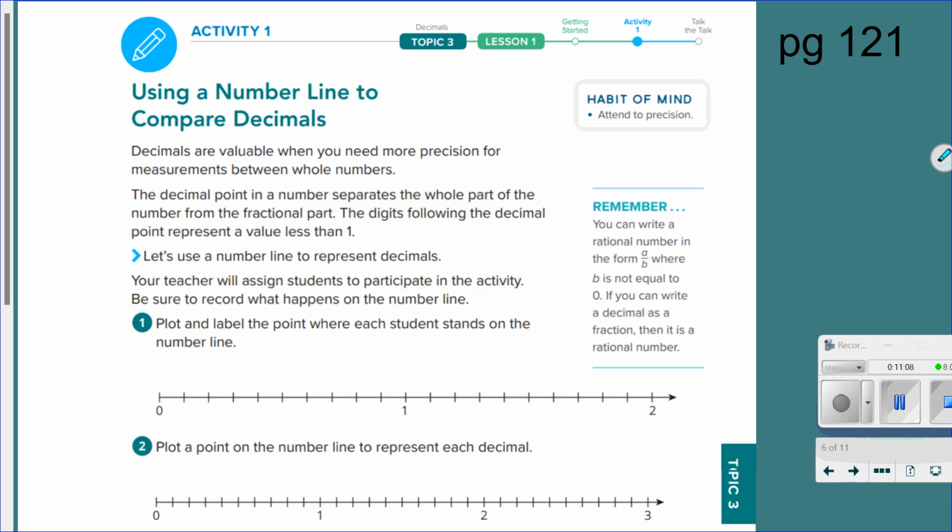Okay, you can write a rational number in the form A over B, where B is not equal to 0. The reason being, I cannot have 0 in my denominator. Mathematically, we have not yet made the breakthrough to allow us to take something and divide it into nothing. Eventually, someday we may. If you can write a decimal as a fraction, then it is a rational number. So that is our key definition. If I can take a decimal and write it as a fraction, then it is a rational number.